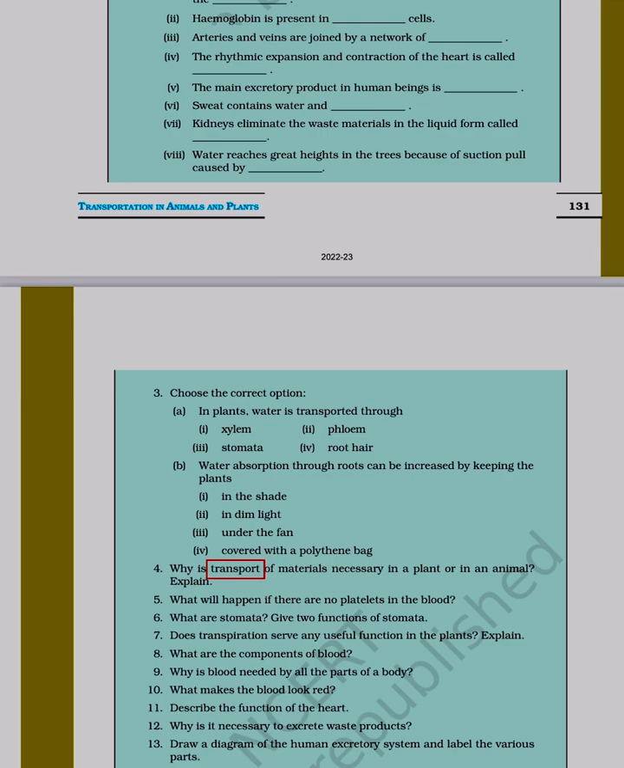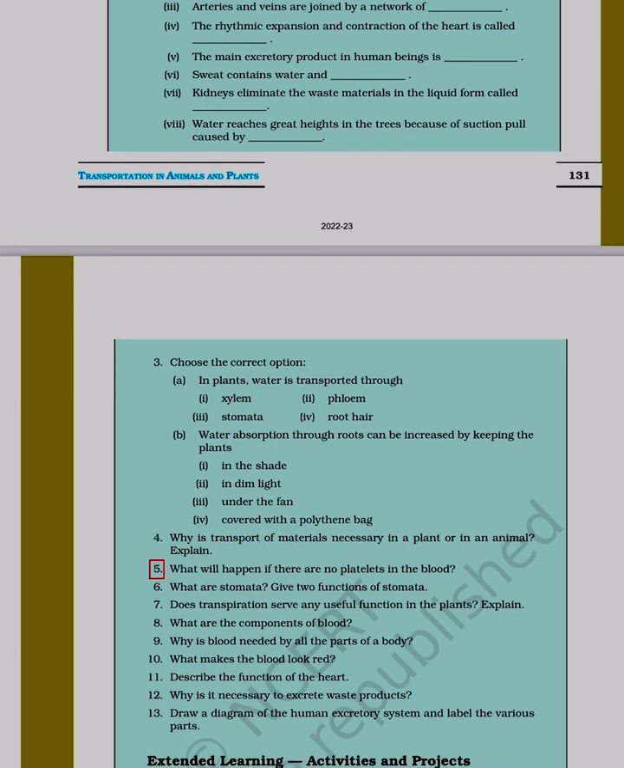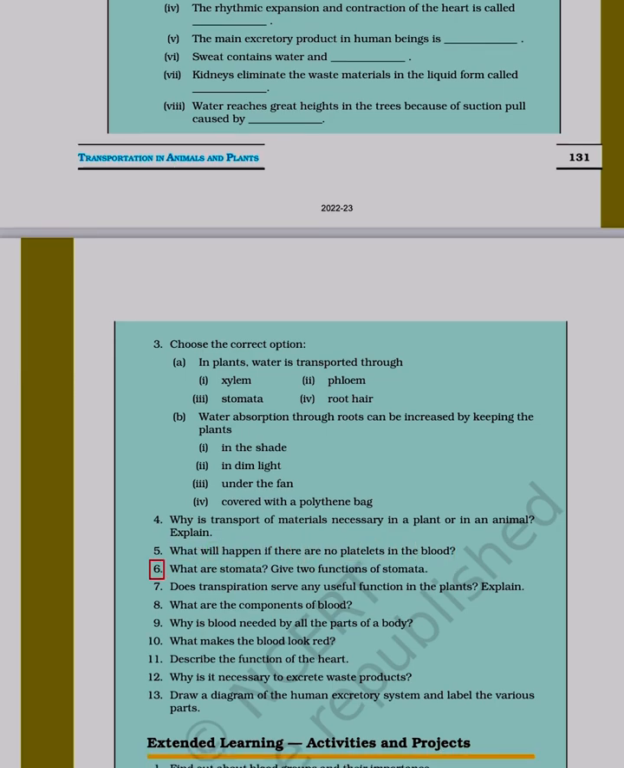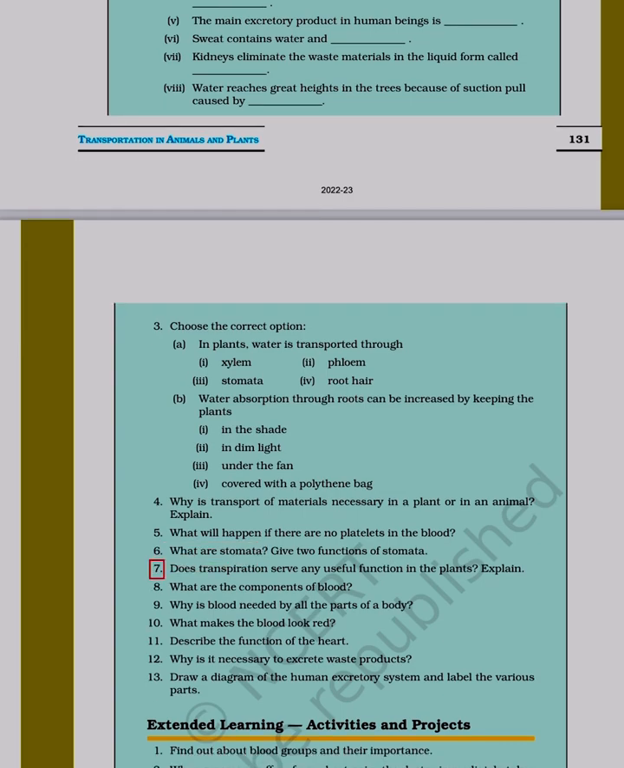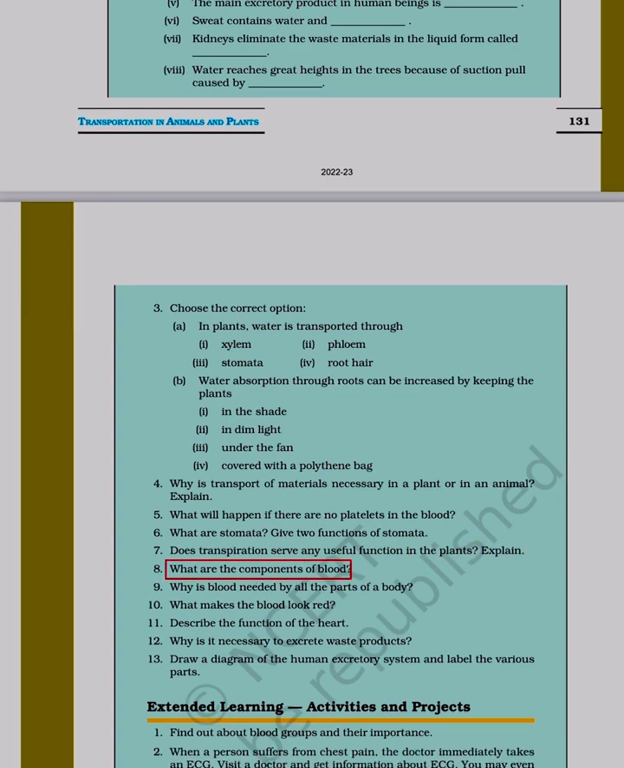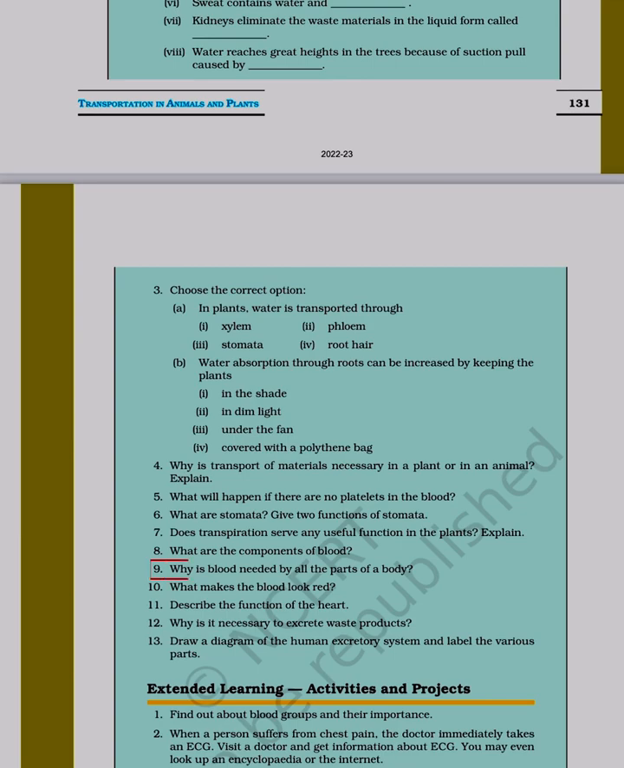4. Why is transport of materials necessary in a plant or in an animal? Explain. 5. What will happen if there are no platelets in the blood? 6. What are stomata? What are the functions of stomata? 7. Does transpiration serve any useful function in the plants? Explain. 8. What are the components of blood? 9. Why is blood needed by all the parts of a body?